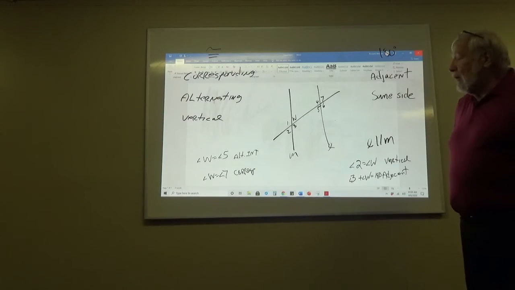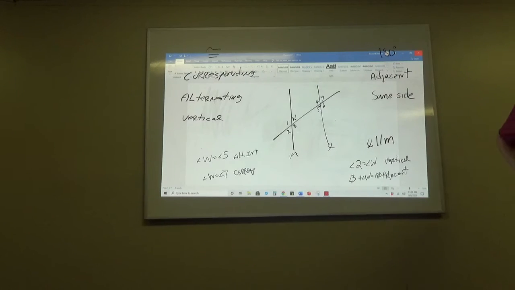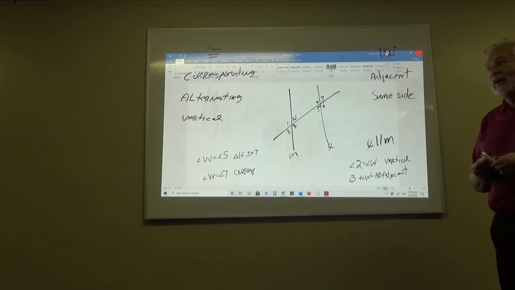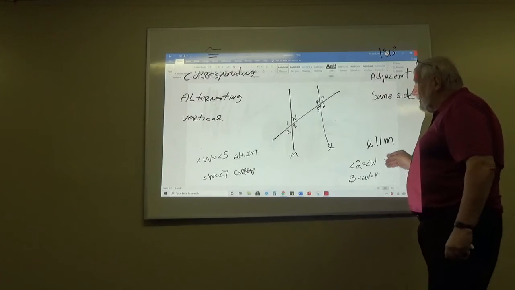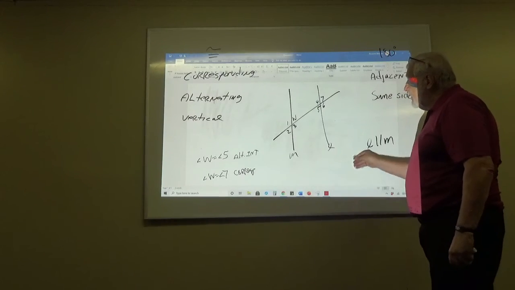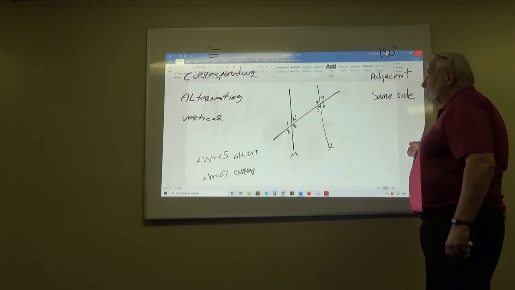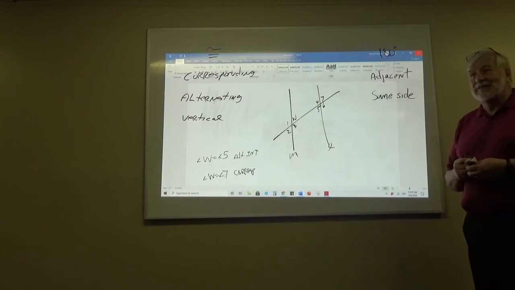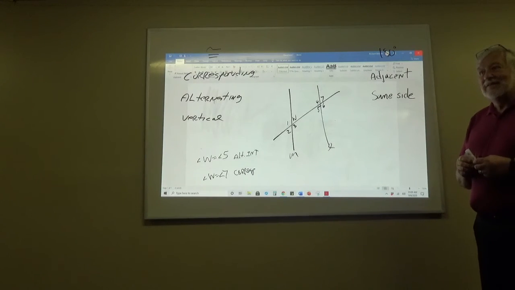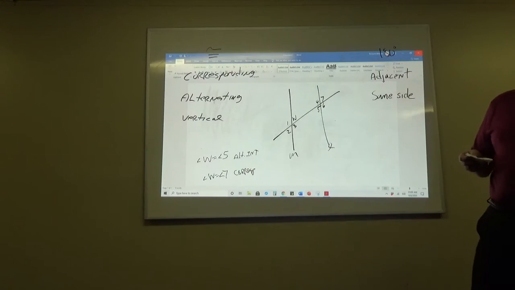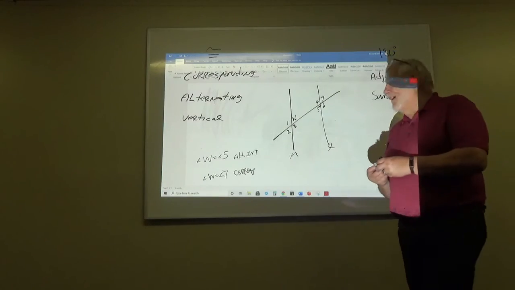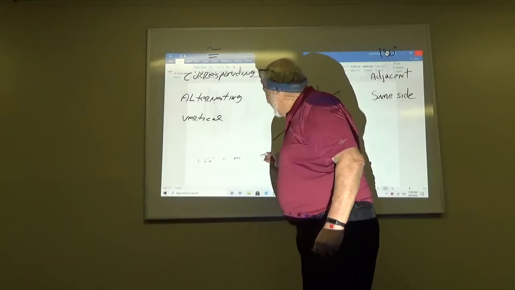All right. What would you do with 1 and 3? They're vertical. So what algebra do I use? Angle 1 equals angle 3. Okay. What about 2 and 5? They're corresponding. And so what do you know? Angle 2 equals angle 5.